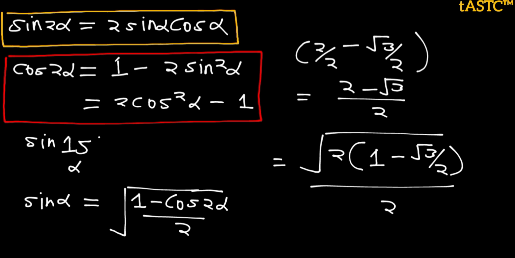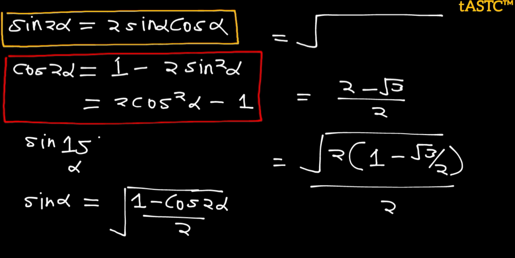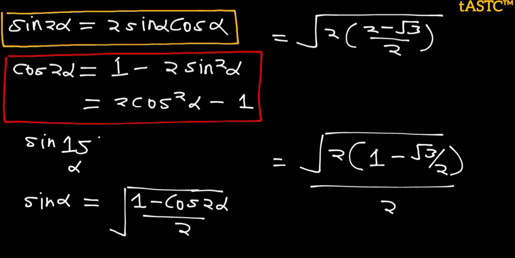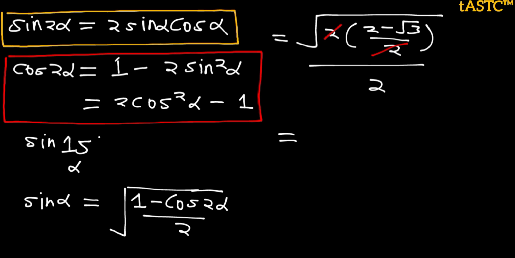So I need to write it out. I'm going to take these out now. So here you have a 2 multiplied by 2 minus root 3, all divided by 2, and this is all divided by 2. Now we know that this is going to cancel these out. So this would give us root 2 minus root 3, divided by 2. So this is actually going to be the answer to sine 15.